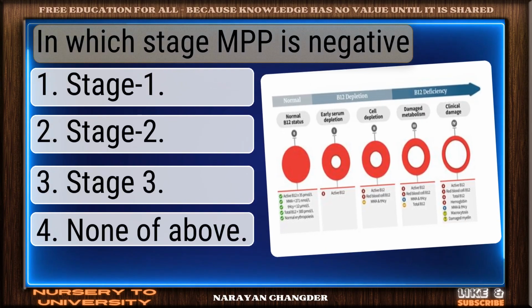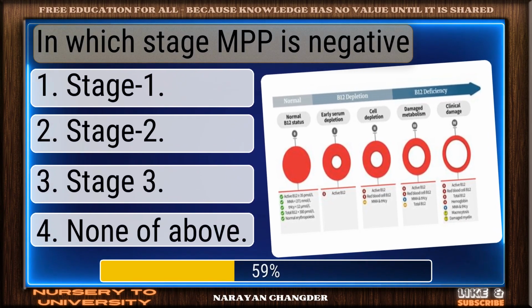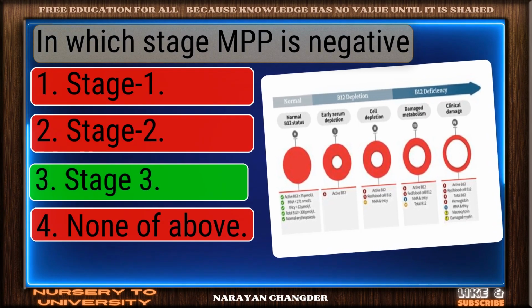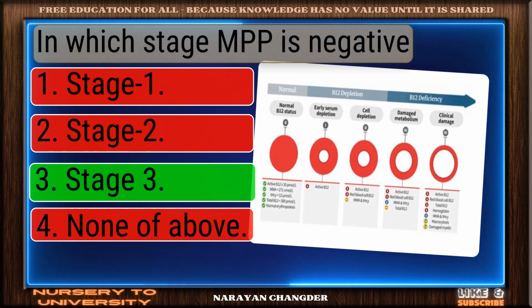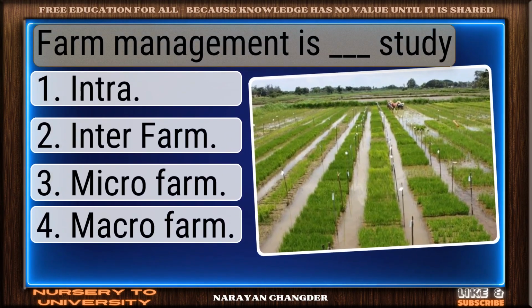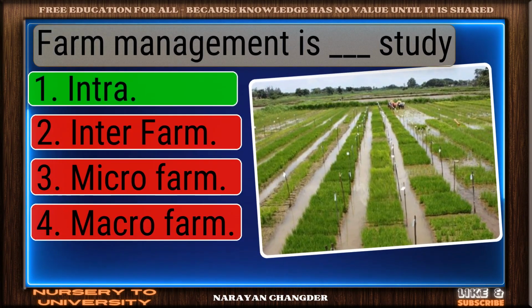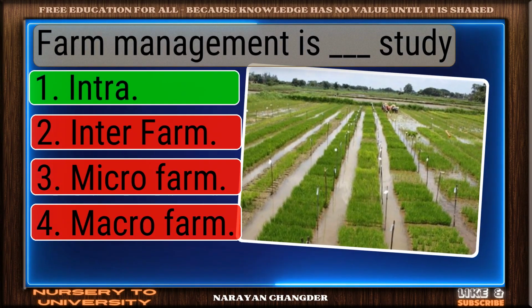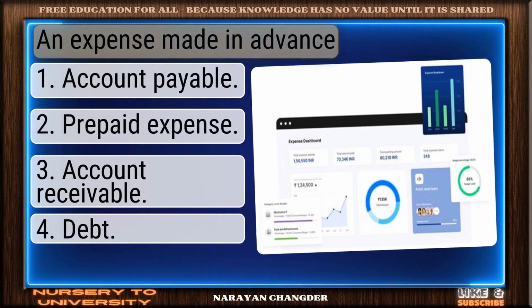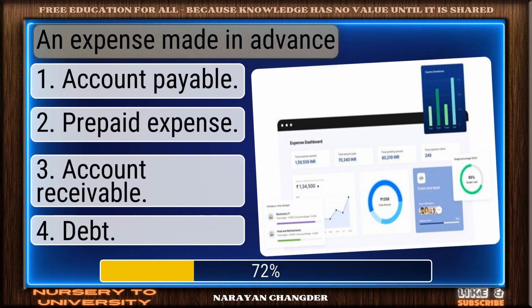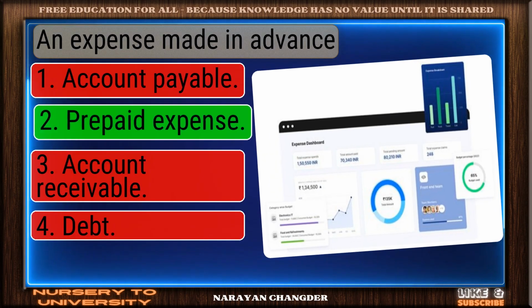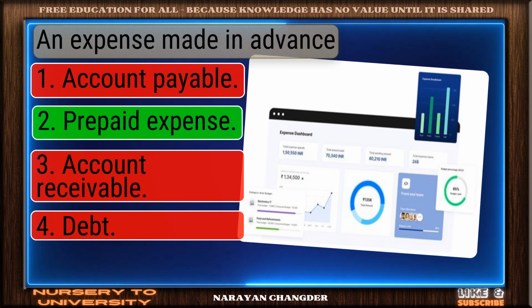In which stage is MEP negative? Nice work. You chose stage 3 and it is correct. Farm management is dash study. Right again. Intra is a valid answer. An expense made in advance. Well picked. Prepaid expense is the correct answer.